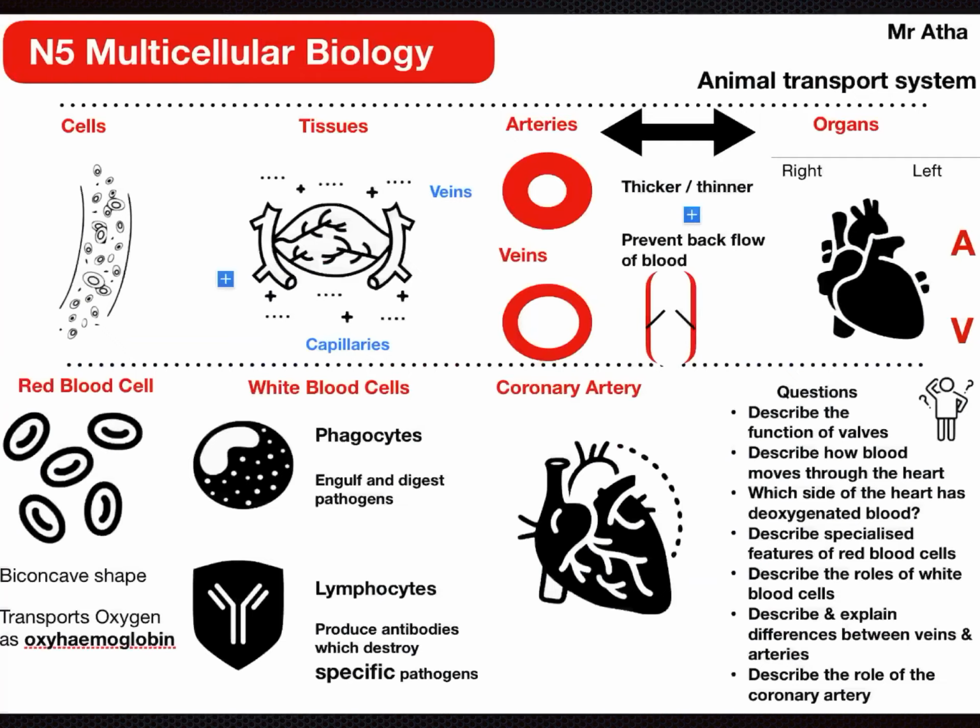Okay, the red blood cells have a biconcave shape, so they can absorb oxygen more efficiently. They transport oxygen as oxyhemoglobin. The white blood cells, there's two types. Phagocytes carry out phagocytosis by engulfing and digesting pathogens. The lymphocytes actually produce antibodies which destroy specific pathogens. And finally, with the heart, the blood vessel goes around the heart itself to supply it with oxygen and glucose. It's away from the heart, so it's an artery, and it's called the coronary artery.